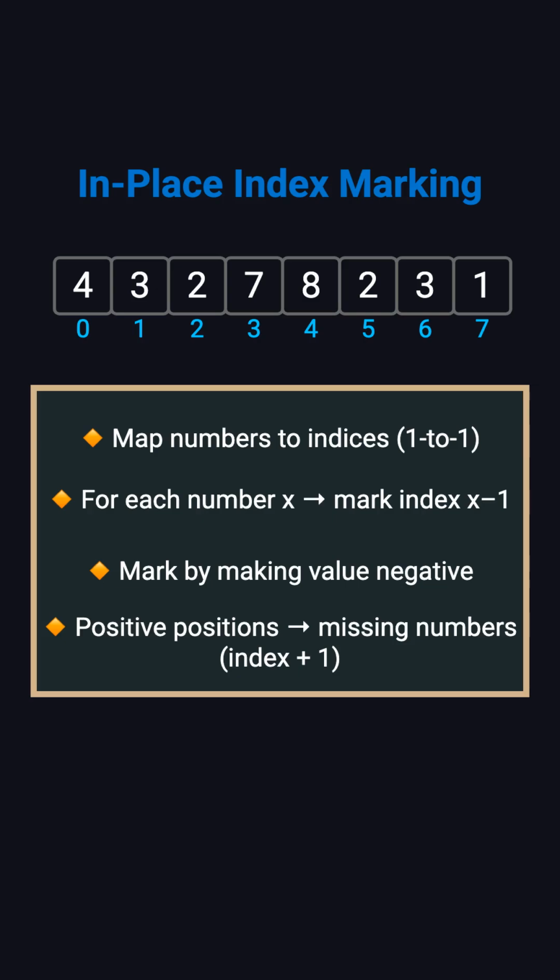Yes, by using a smarter technique called the in-place index marking method. The key idea is that the numbers range from 1 to n, and the array length is also n. That means each number maps directly to an index, and we can take advantage of this by marking those indices inside the array to indicate which numbers have appeared.